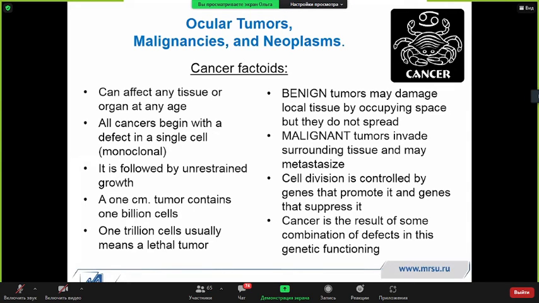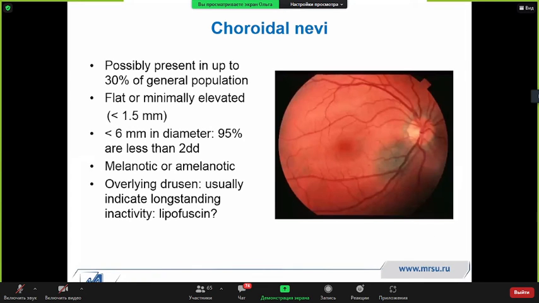So in the eye, in the choroid, there are different neoplasms, cancer in the eye, and you know that in one of the layers of the retina and in the choroid too, there are pigment cells. So from pigment cells we can have one of the severe variants of cancer, it's melanoma.